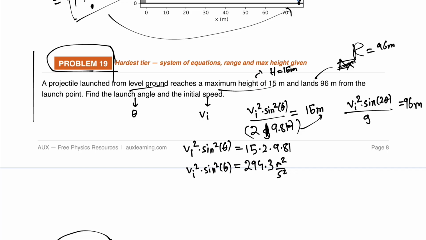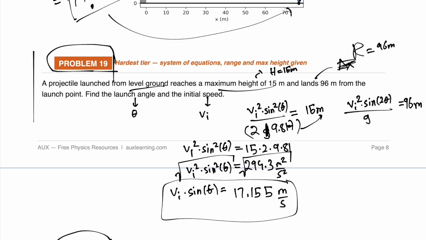Okay, and then I can take the square root of this, the square root of this, and the square root of this. Velocity initial times sine of theta is equal to 17.155 meter per second. But that's not even half there, right? We need to find the launch angle and the initial speed. And we just have nothing here. We just have something we could use, but we have to find a way to use it.